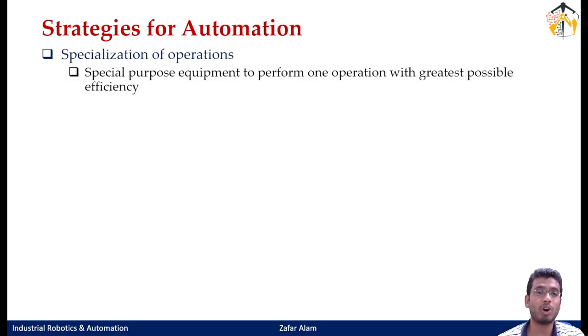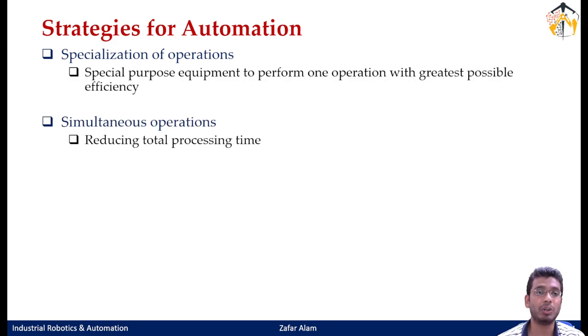Okay, then your strategies. This is almost the same: you see the specialization of the operations. For example, special purpose equipment to perform one operation with the greatest possible efficiency. You do this for fixed automation. Then the simultaneous operation: doing two or three jobs at a time to reduce the processing time. This is generally done in an assembly plant where you have a lot of operations going on.